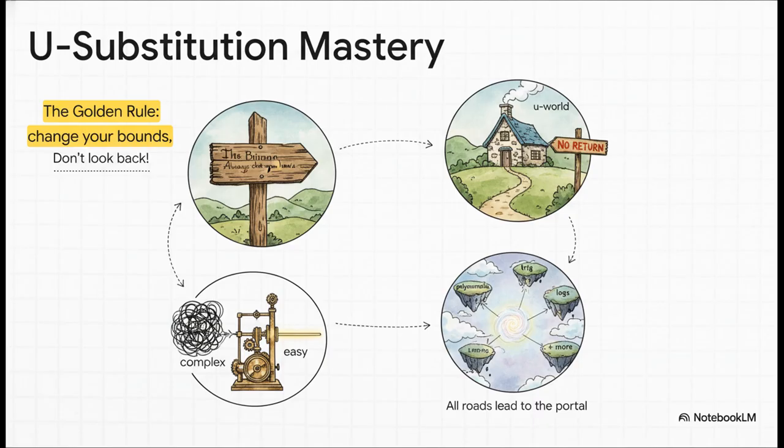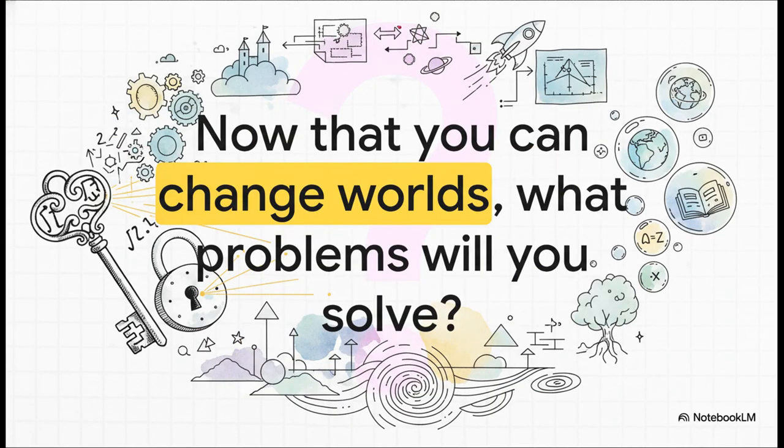Remember, this whole method is a transformation tool. Its entire purpose is to make your life easier by turning these really complex problems into simple ones, and it works for all sorts of functions. So, I'll leave you with this thought. You now have a technique that's really less about just crunching numbers and more about changing your whole perspective. It's like a key that unlocks simpler versions of really complex problems. So the only question left is, now that you can change worlds, what problems are you going to solve?